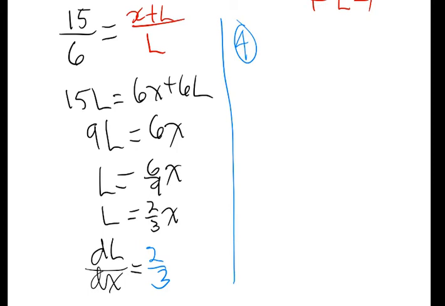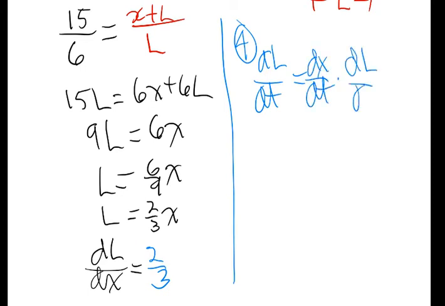So our goal was dL by dt. And that's going to be, we said, dx by dt, which was given, multiplied by dL by dx. dx by dt was 3 feet per second, and we just got dL by dx as 2/3, and that's meters per meter.